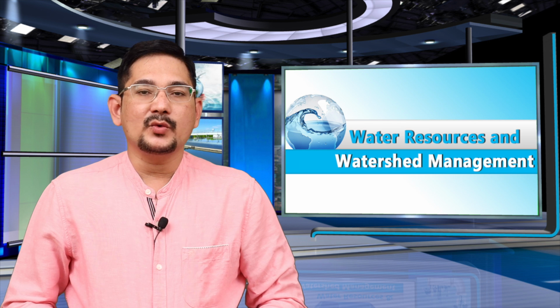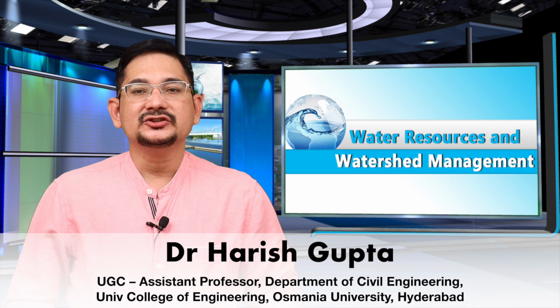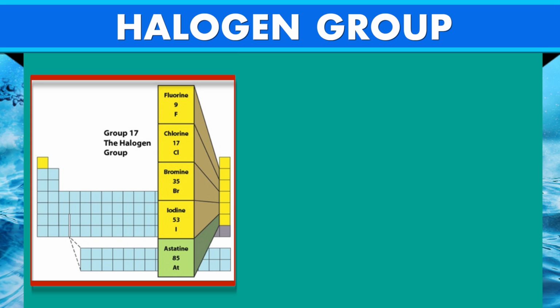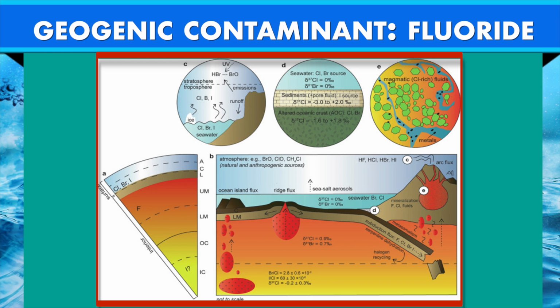Let us learn about some of the widely present geogenic groundwater contaminants, their health impacts and geographical spread. Fluoride is one of them. Fluorine is the lightest member of the halogen group of elements and the most electronegative of all elements. The concentration of fluoride in the continental crust is 625 mg per kilogram.